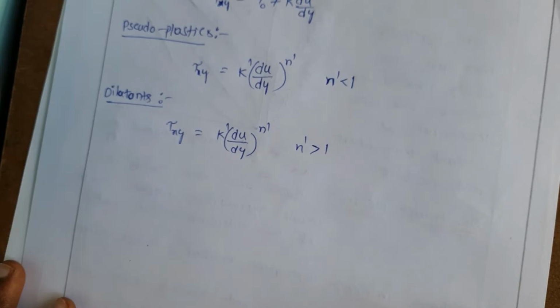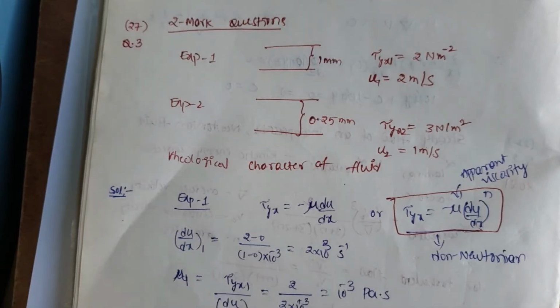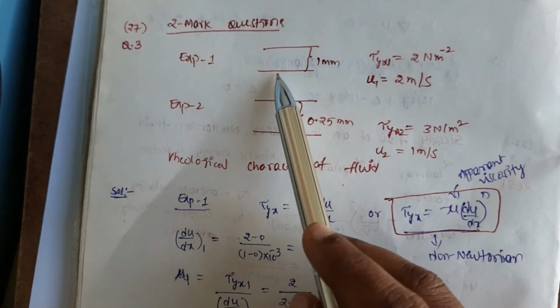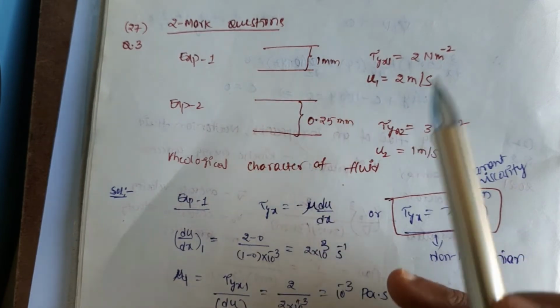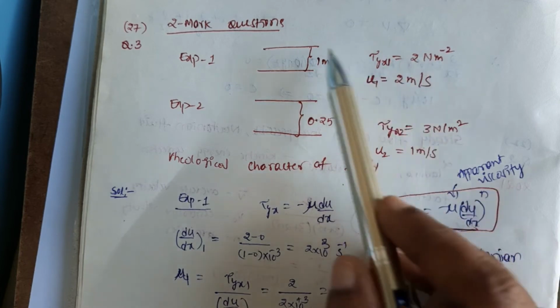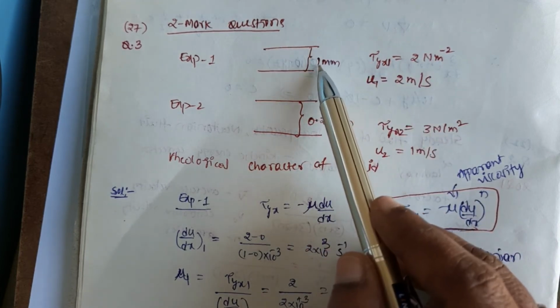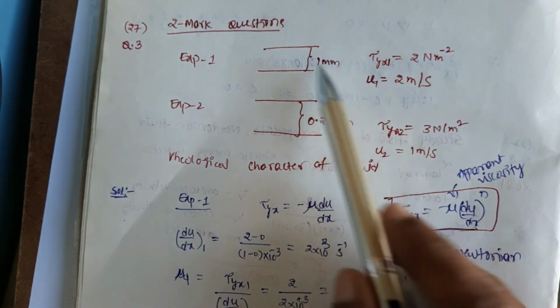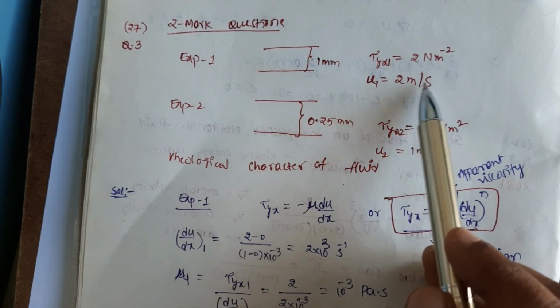Now we will see the solution for this problem. So in experiment 1, the shear stress applied is 2 Newton per meter square. The plates are separated by a distance of 1 mm and the top plate is moving with a velocity of 2 meter per second.